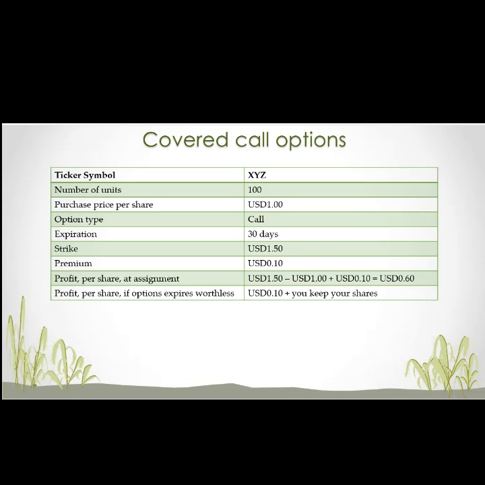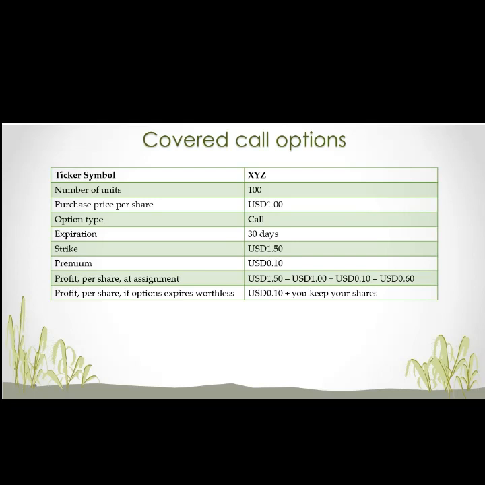So let's say you could sell a 30-day covered call at a strike price of $1.50 per share, and you could receive 10 cents in premium per share. This means that the buyer of the call that you sell is given the right, but not the obligation, to buy the shares from you within the next 30 days at $1.50. And for getting such a right, the buyer of the call will pay you 10 cents per share.